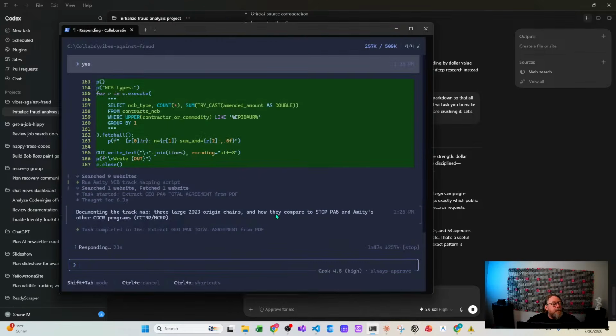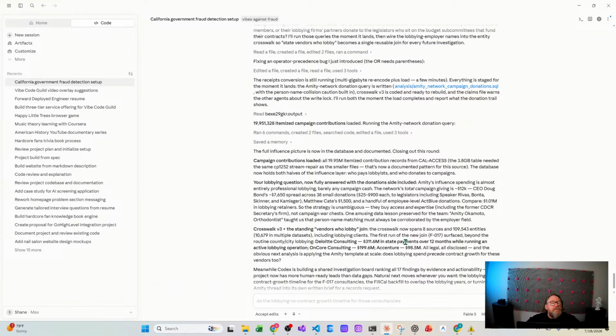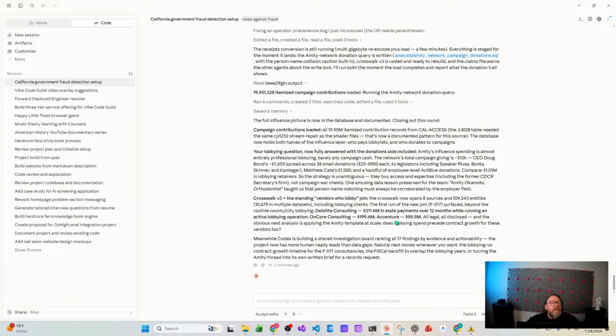What did Grok do? Grok's still documenting. All right, so Claude's done. The influence picture is now in the database and documented. Closing out this campaign contributions work, we have 20 million itemized contribution records from Cal-Access. There's got to be something there. Who pays the lobbyists and who donates to the campaigns? Okay, cool. That would be fun to be able to figure out, that spider web.